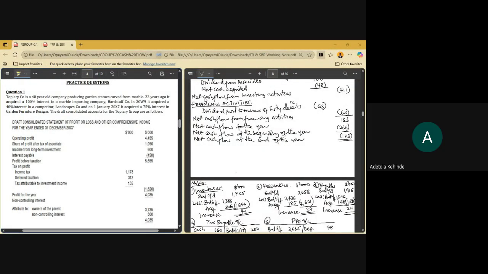Question one. Topiary Co. is a 40-year-old company producing garden statues carved from marble. 22 years ago, it acquired a 100% interest in a marble importing company, Astorf Co. In 20W9, it acquired a 40% interest in a competitor, Landscape Co. And on 1st January 2007, it acquired a 75% interest in a garden furniture design company. The draft consolidated accounts for the Topiary Group are as follows.